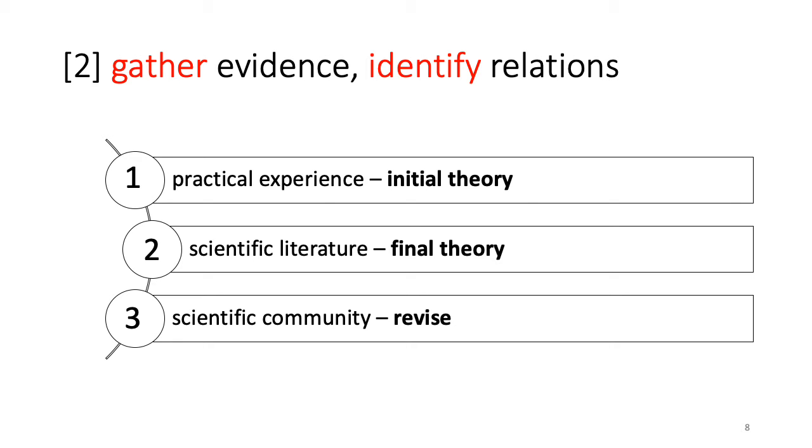Our next step is to gather evidence and identify relations among them. We do so in 3 steps. First, we build an initial theory based on the practical experience. What we mean by practical experience, we will explain next. Then we add more evidence to our theory based on the scientific literature available and revise it with insights from the scientific community.